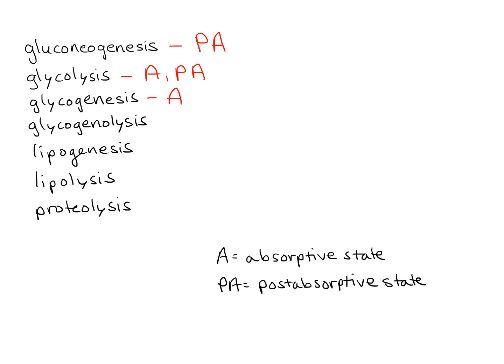Okay, then we have glycogenolysis. So lysis, split, break apart. And so we're going to start breaking the glycogen down. And we would want to do that during the postabsorptive state, because nutrient levels are low, we haven't eaten for a while, and so we want to start breaking that glycogen down and then releasing that glucose into the blood so we can start using that. And so that would be the postabsorptive state. We would do that.